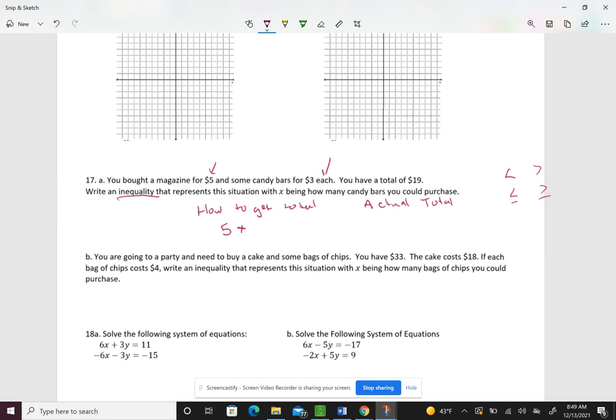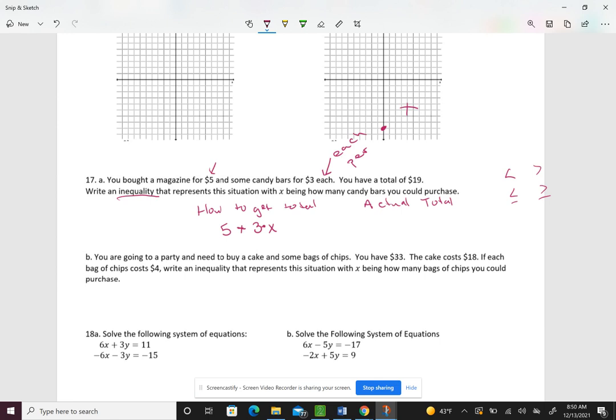And then anytime you see the word each or per, this is the key giveaway. This means that we are multiplying, and it's almost always going to be a variable next to it. So I went 5 plus 3, and then it says each. Each means times, and then almost always my x is going to be next to it because I don't know the number of candy bars. So because I don't know the number of candy bars, I am going to put x.